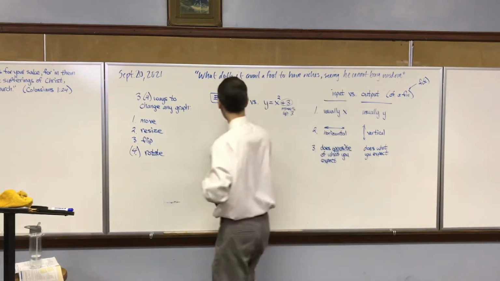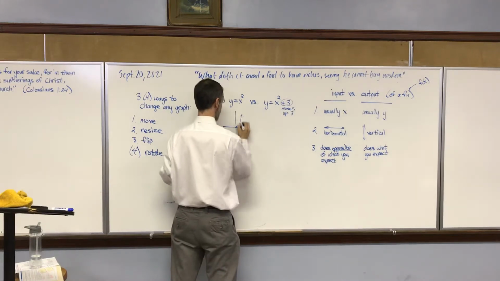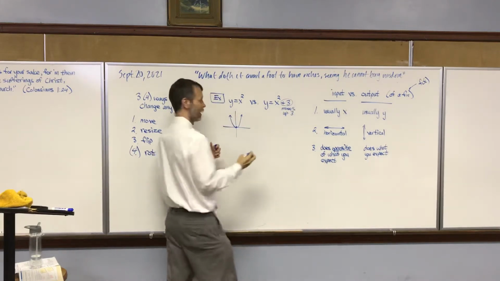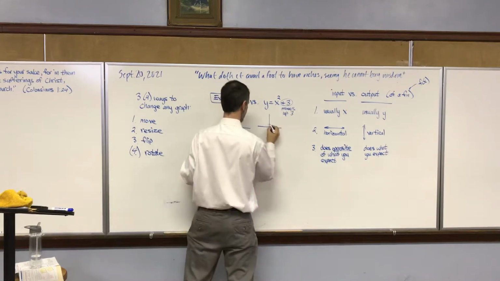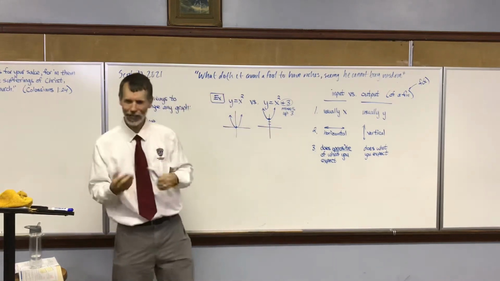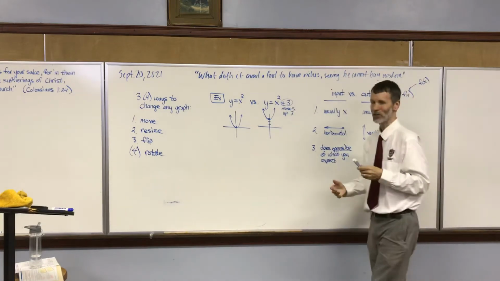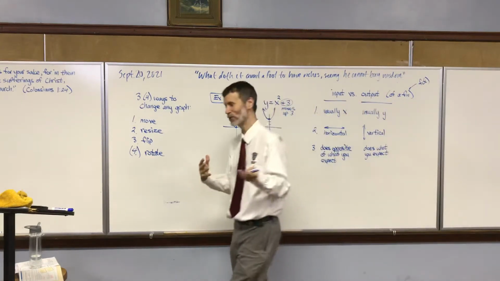It looks like this. Y equals x squared looks like this. Y equals x squared plus 3 looks like this. It's the exact same shape, only moved up 3 spaces. So you can try it on your own or just take it on faith, but it is true.